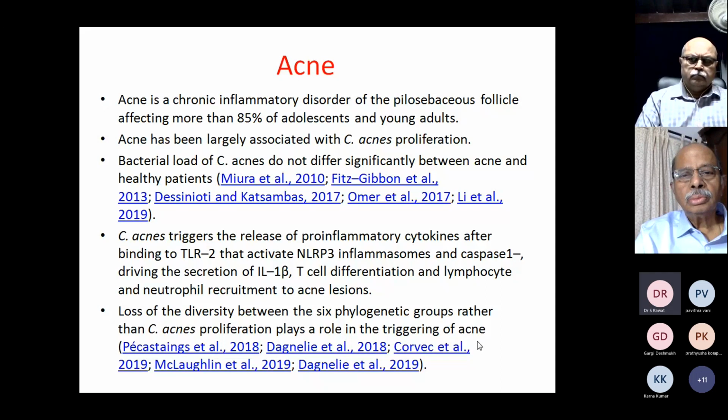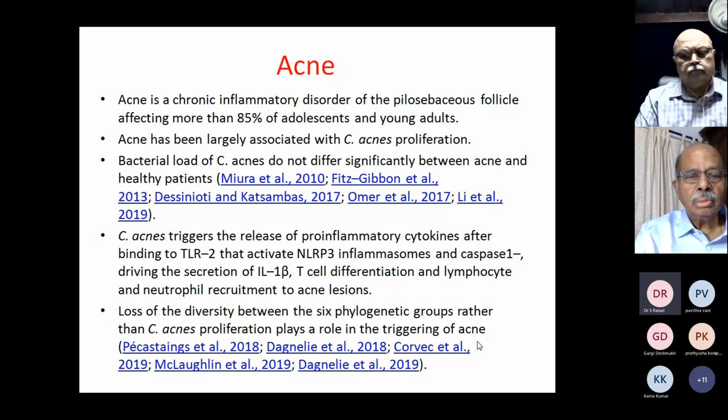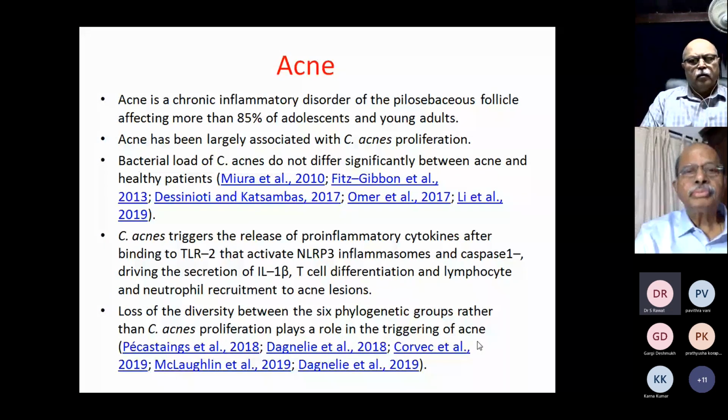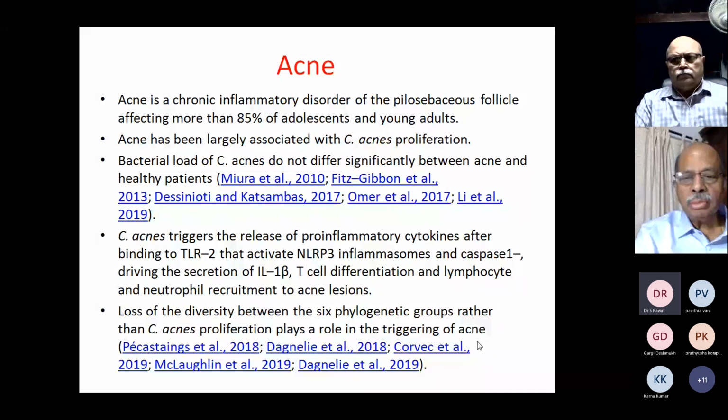Now, it has been seen that the loss of diversity between the various phylogenetic species of these bacteria plays a role in the etiology, rather than the proliferation of all the bacteria taken together. So there are six phylogenetic types, and if any one or two are predominating and the rest are being left behind, only then the imbalance will trigger the acne. Otherwise, by itself it is not that harmful.